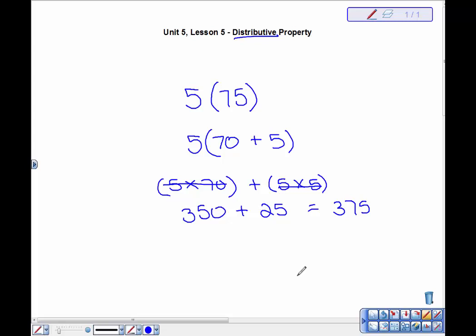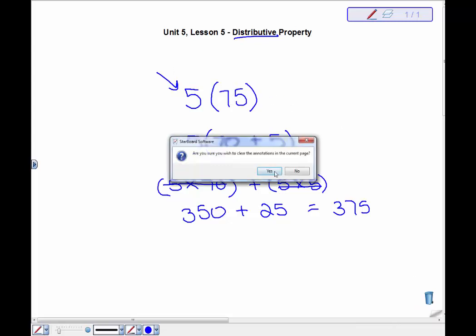So really the distributive property and how we use it in 5th grade is super simple. All we're going to do is basically it's saying we're distributing a number, in this case 5, to the pieces of another number, so 70 and 5. Let's take a look at another one.